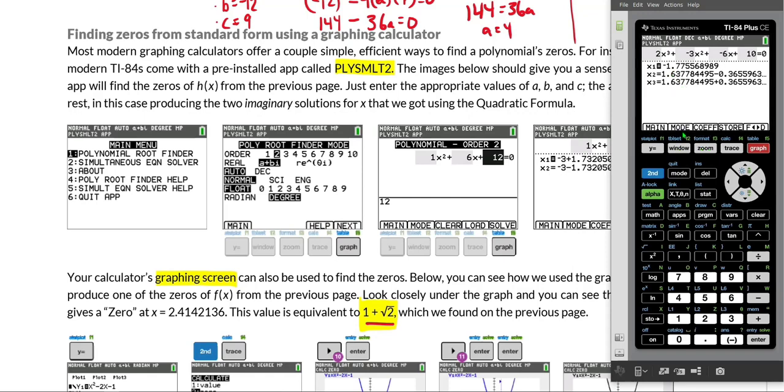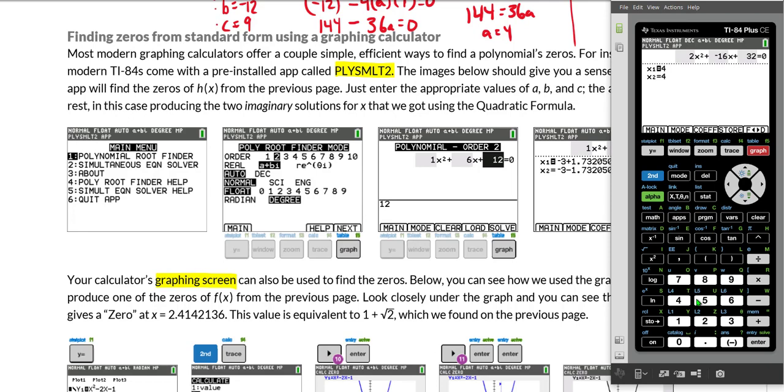So again, by going to the mode screen, you can find the zeros of any degree polynomial from 1 to 10. On the SAT, highly unlikely you would need to use anything other than the quadratic, the order 2, but occasionally you may have to find the roots of a cubic, and this app will do that for you.